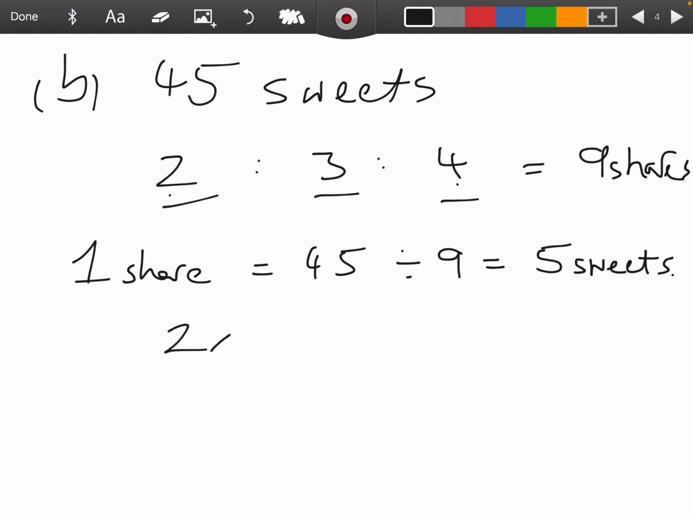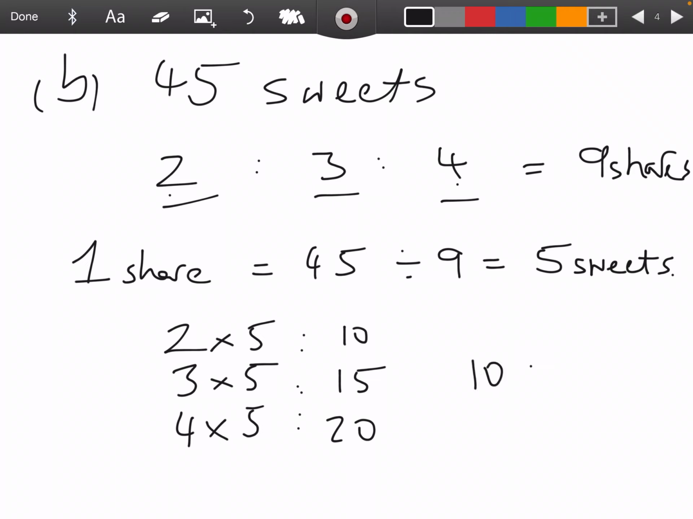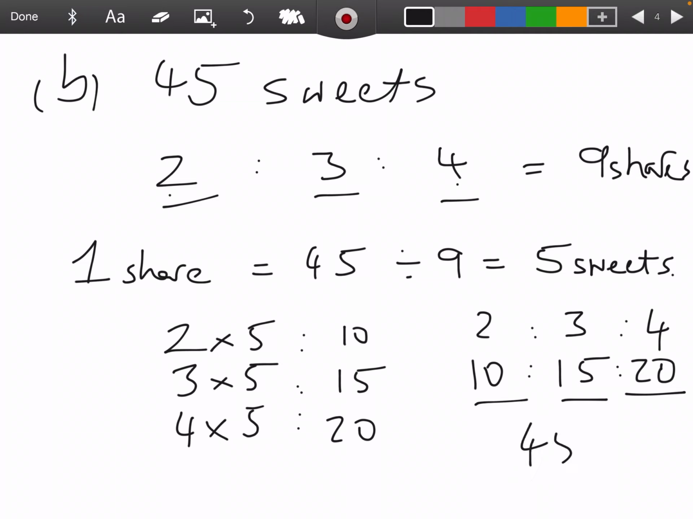So it's 2 times 5, 3 times 5, and 4 times 5 to give us how the sweets are split up. 10 is to 15 is to 20. And that is the way it's split up. So the 2-year-old gets 10 sweets, the 3-year-old gets 15, and the 4-year-old gets 20 sweets. And again, you can add those 3 together at the end, and we end up back where we started from, so we know that we've done it right.